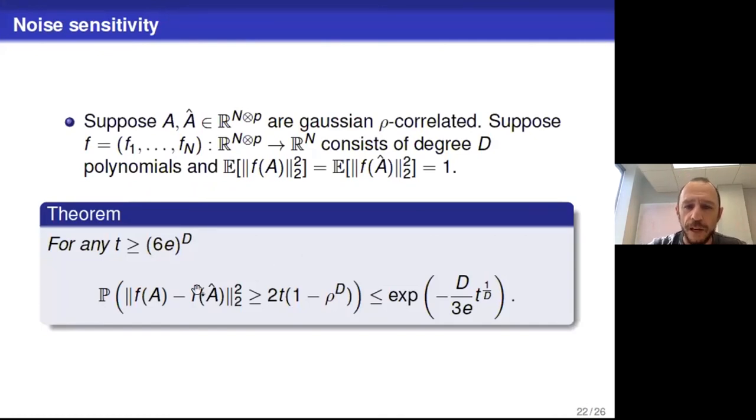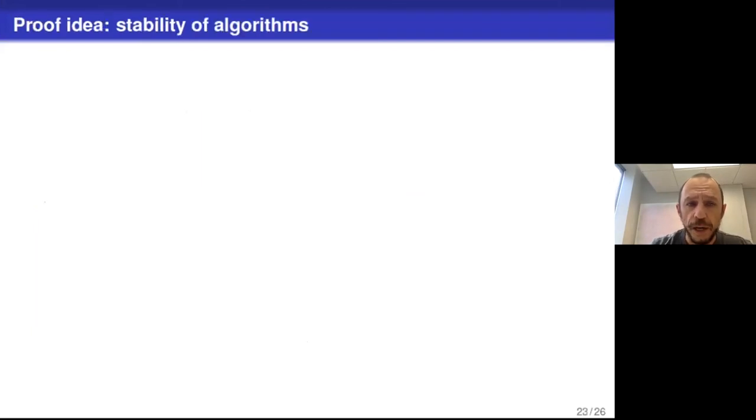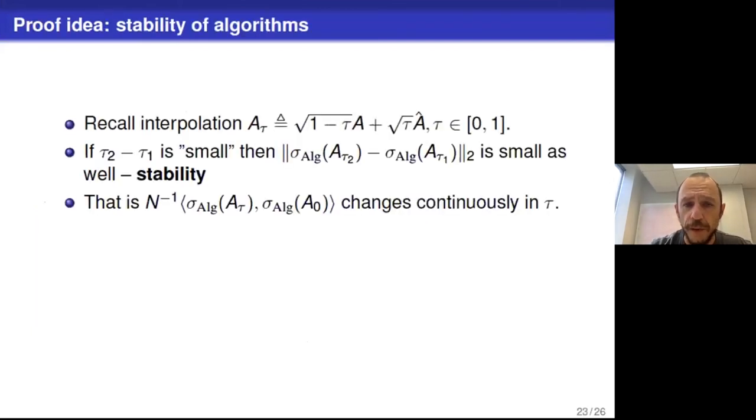So one form of guarantee comes here. It says that when you perturb your Gaussian matrix into something else which is correlated with the original Gaussian matrix and apply a vector of polynomials, the likelihood that you perturb it too much is very small. And that can be quantified in terms of degree and the level of correlation. So I'm going to leave it at that. I'm going to skip the remaining.